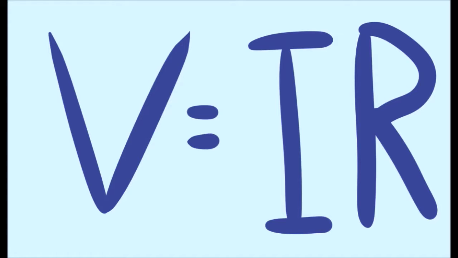R stands for resistance. We measure it in ohms, which are represented by the omega symbol. Resistance is how much energy is taken out of the circuit by resistors, so how much the battery's initial push is slowed down along the course of the wire.